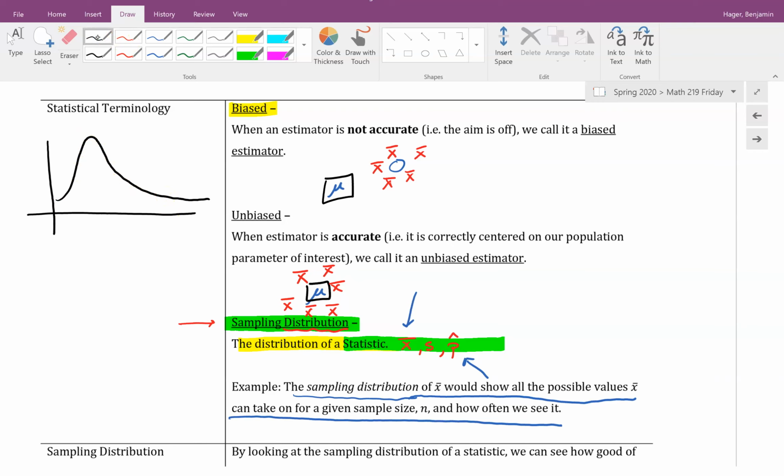But here's a neat thing that we're going to learn. This is thanks to the central limit theorem. And I'm going to hop on StatCrunch and show you this.